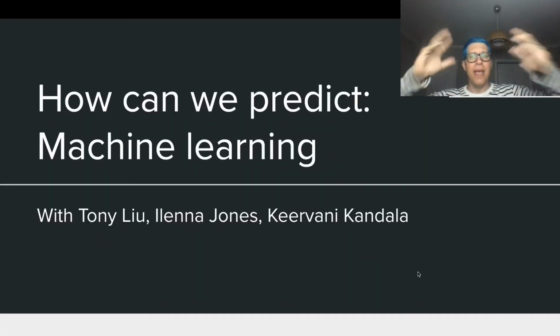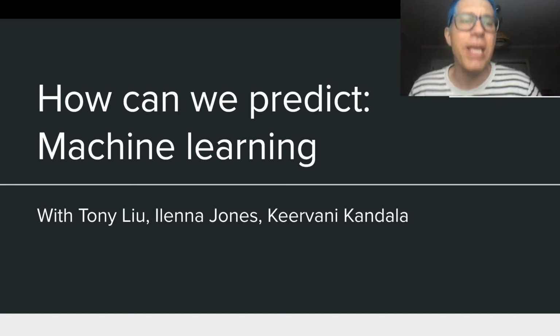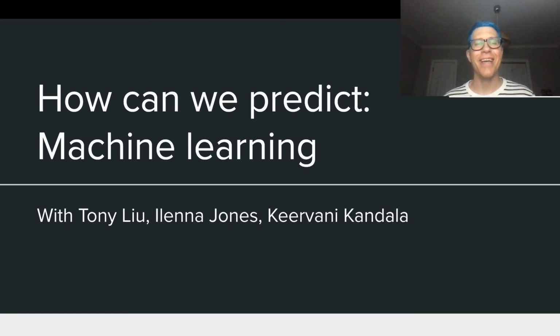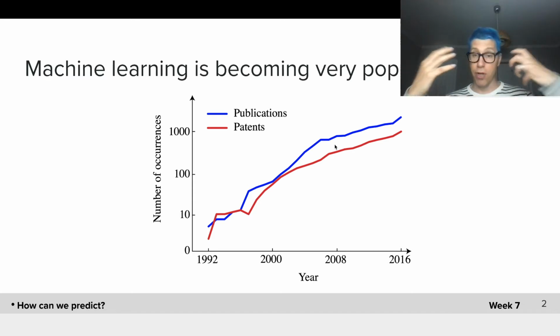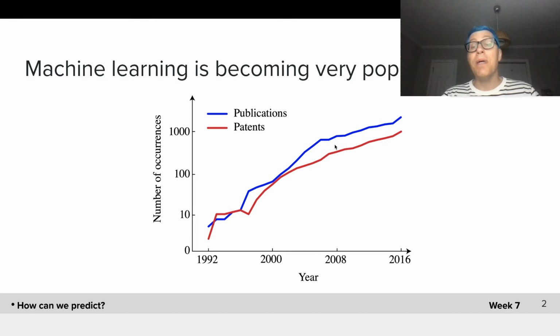So here we have maybe my favorite week of the course, the machine learning week, with thanks to Tony, Alana, and Kavani. Let's briefly talk about machine learning. Machine learning is becoming super popular. Here you can see over the interval from 1992 to 2016 how the number of occurrences are very rapidly growing up. And when I say number of occurrences, it's the number of papers per year that mention the wording machine learning as part of the content.